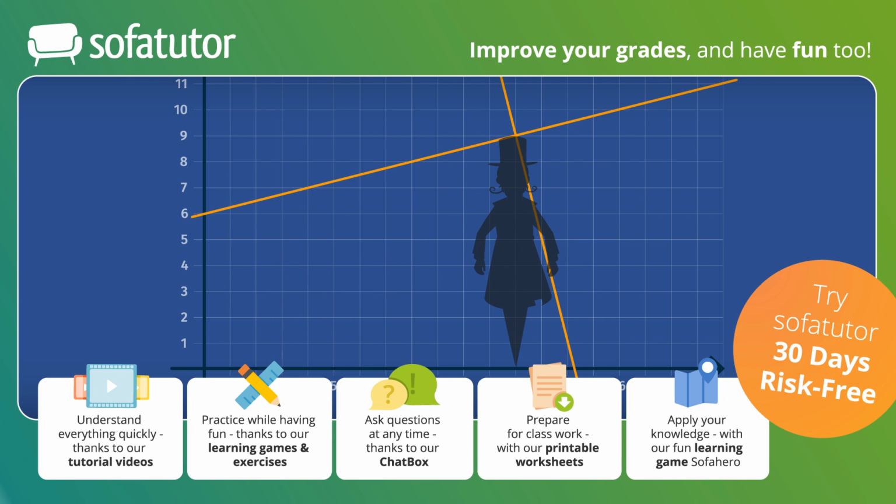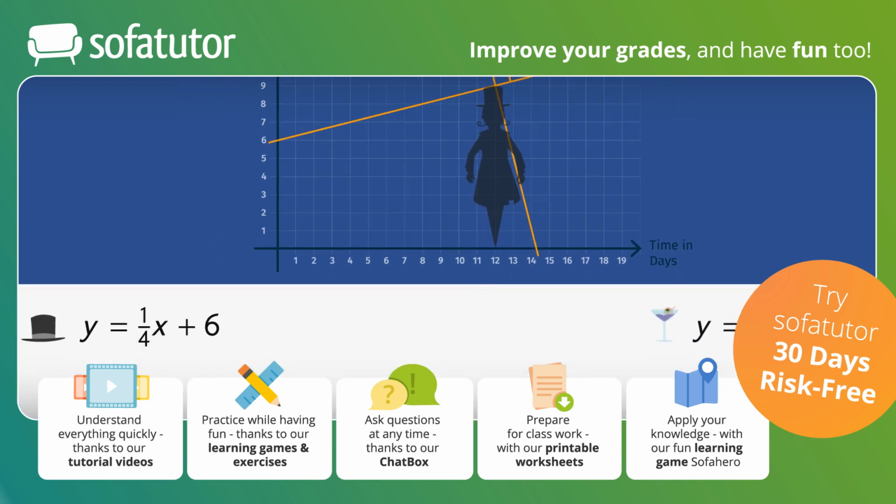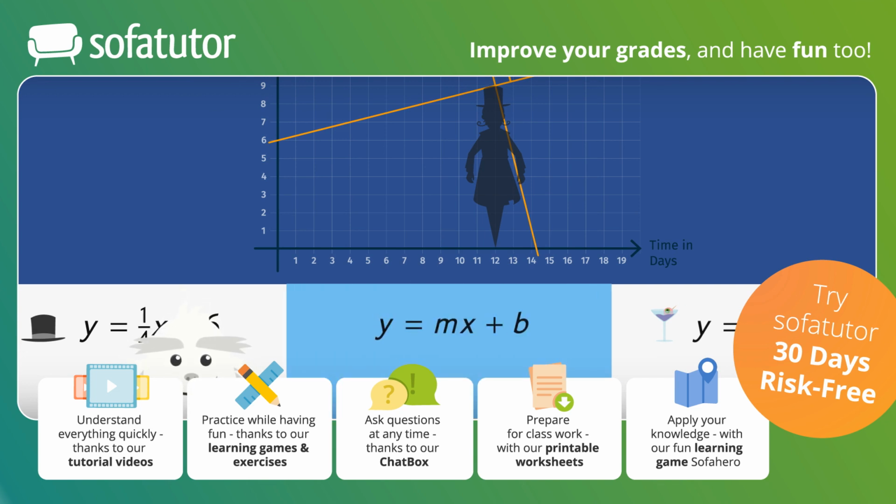Let's look at the graph. Something magical is happening. The lines are no longer parallel. They are perpendicular. Do you see the 90-degree angle? Again, it's math, not magic. The slopes aren't equal here, but they still have a special relationship. Can you figure it out?